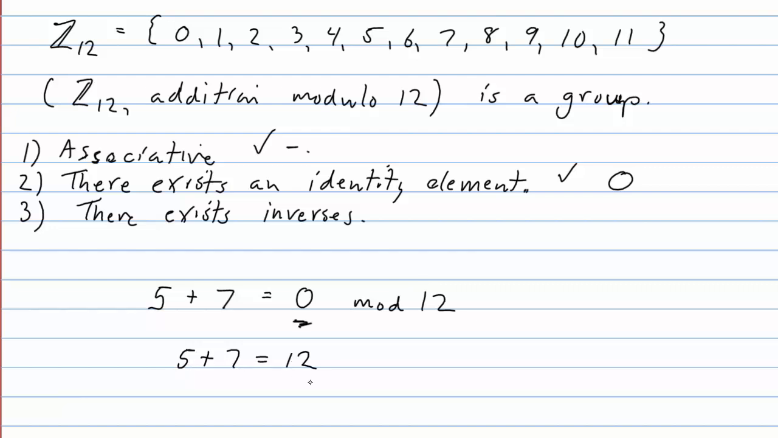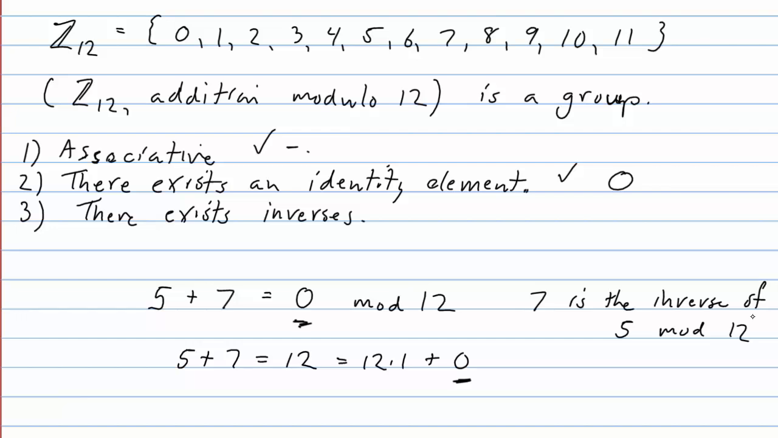Now if we think of it in this modular sense, modulo 12, we say 5 plus 7 is 12. How many times does 12 go into 12? Obviously once. What's the remainder? The remainder is 0. So what is 5 plus 7 modulo 12? It's the remainder, which is 0. So 7 is the inverse of 5. For this operation of addition modulo 12, the inverse of 5 is 7.